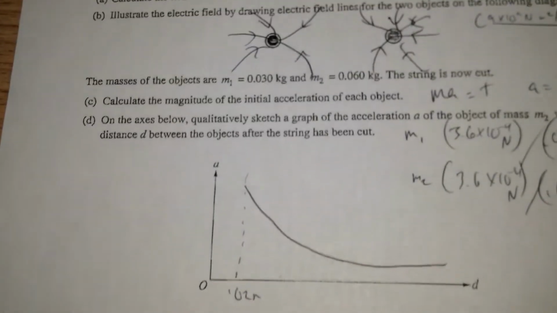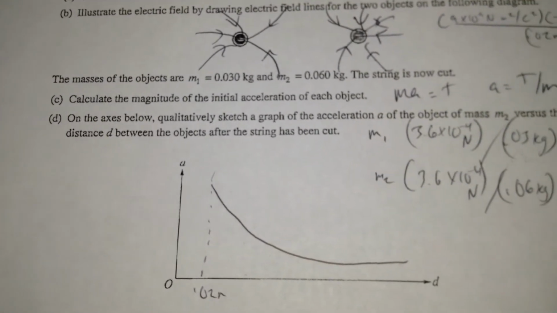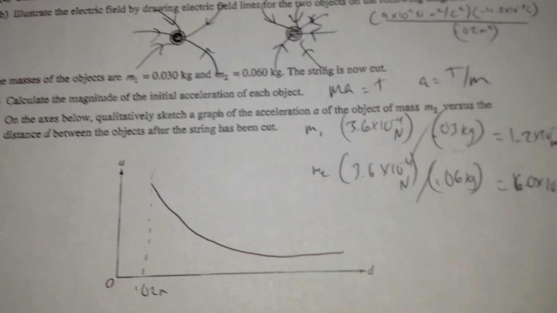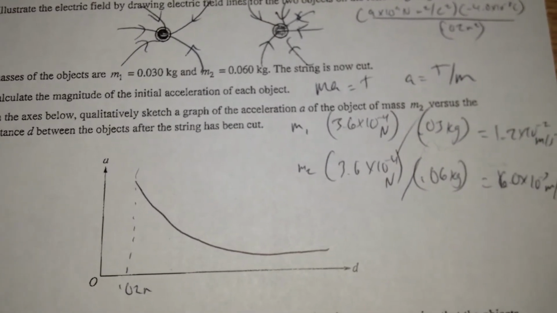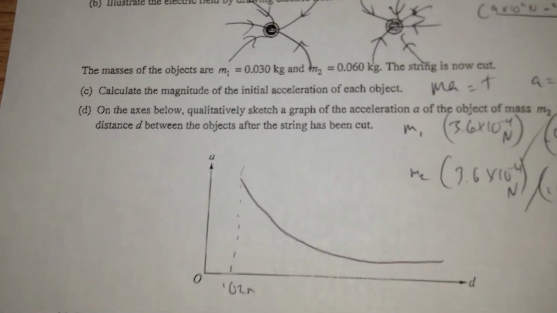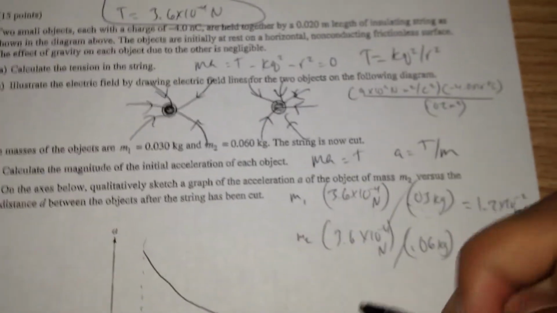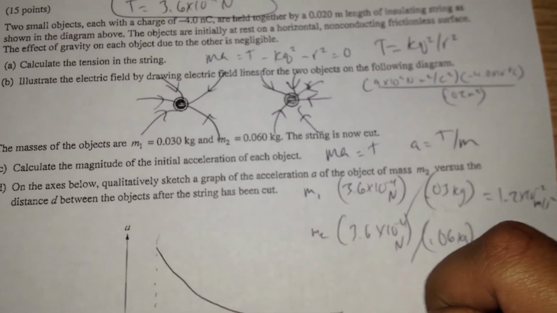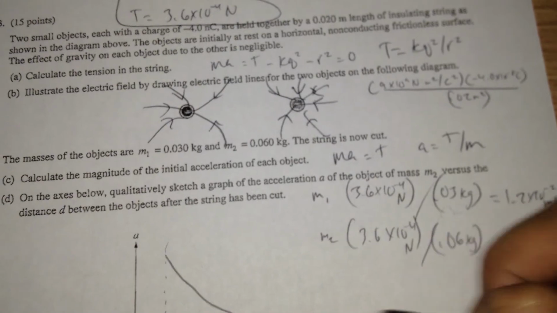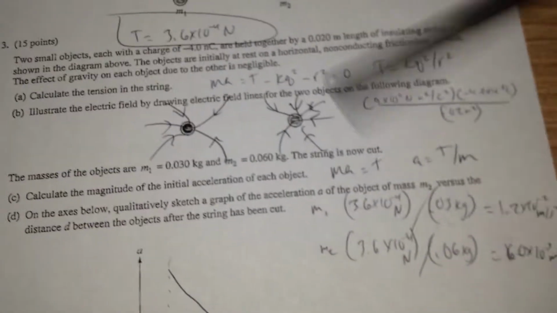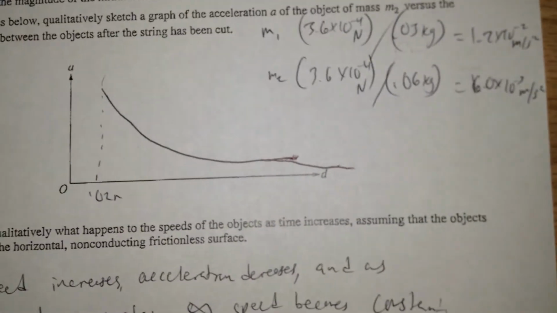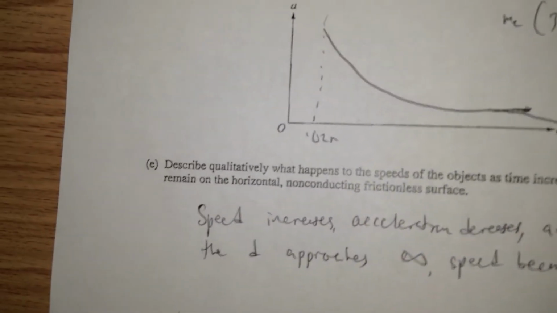So, part D. On the axes below, qualitatively sketch a graph of the acceleration a of the object of mass 2 versus the distance d between the objects after the string has been cut. That's what happens with your graph, only instead of it leveling off, it'll level off more like that. And it won't go back up. It'll approach 0.